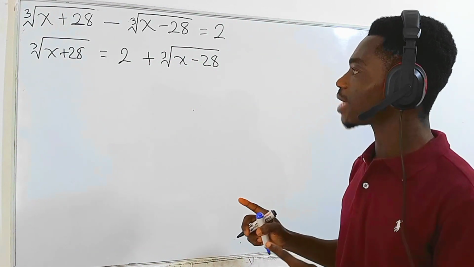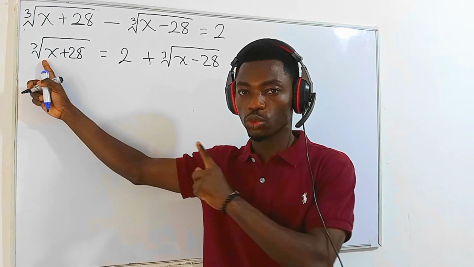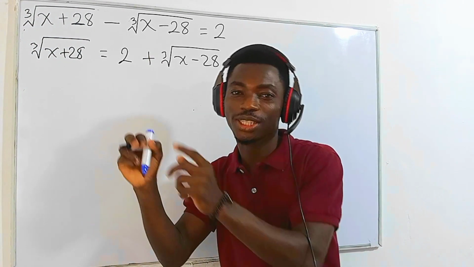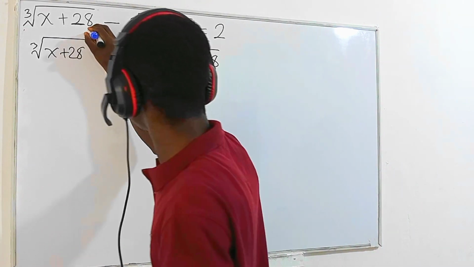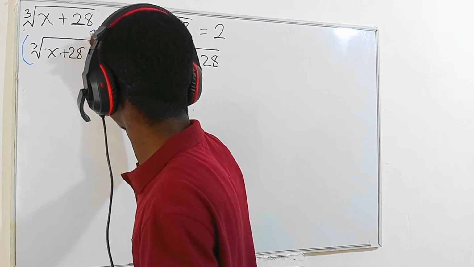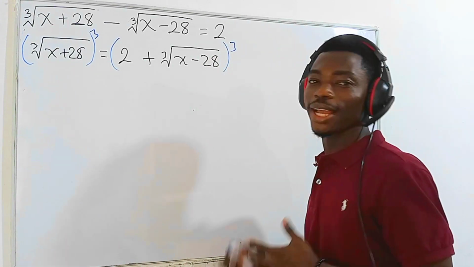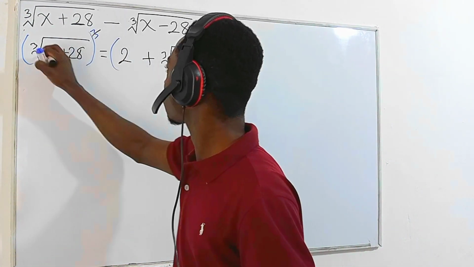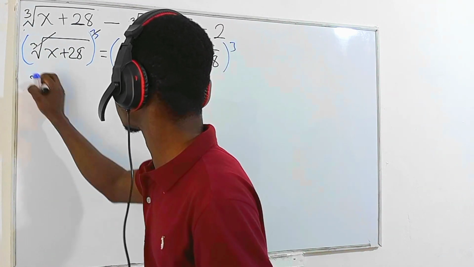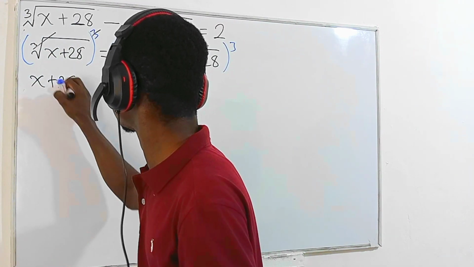Now the next thing is that let's get rid of this cube root right here by raising each side of the equation to the third power. So everything right here to the third power, then everything here to the third power as well. And clearly we see that this will cancel out that, and we are left with just x plus 28.